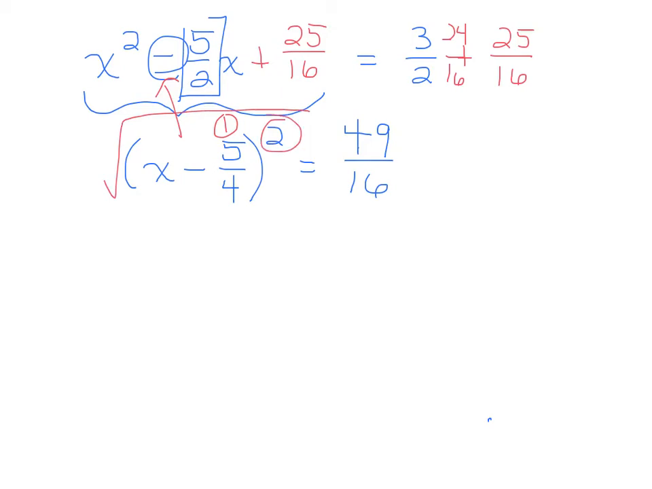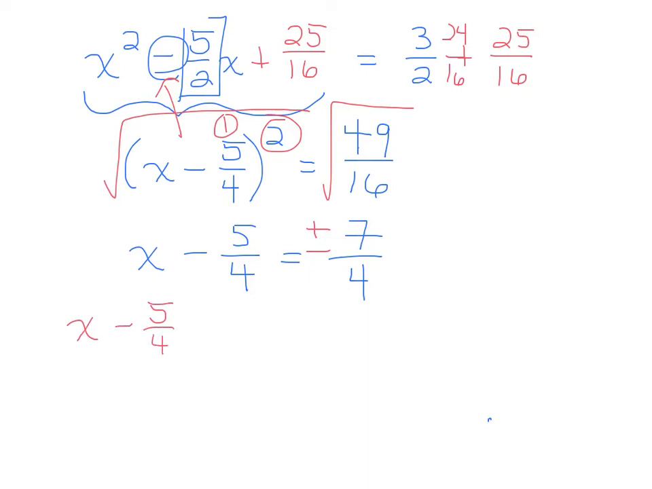This will eliminate that square. The square root of 49 is 7. The square root of 16 is 4. And remember, when you're dealing with completing the square, you have to have a positive and a negative answer for your square root of that number. So we'll have two solutions. One that's a positive 7/4 over here, and one that's a negative 7/4.